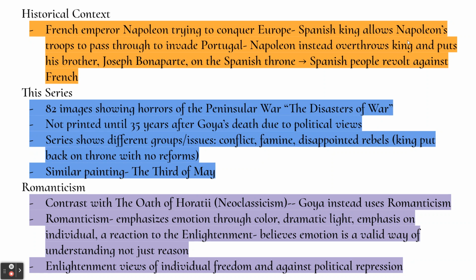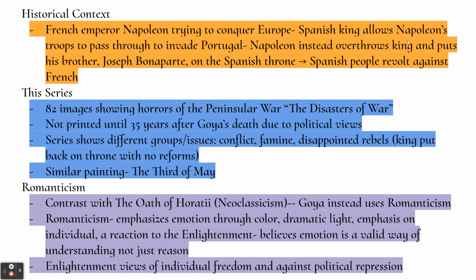Instead, Goya is using romanticism. So romanticism emphasizes emotion through color, dramatic light, emphasis on the individual, and it's a reaction to the Enlightenment. So neoclassicism, we said, was tied to the Enlightenment, where people wanted to go back to these values of the classical period. They wanted to promote things like justice and liberty. And so it kind of removed emotion and human feeling out of it.